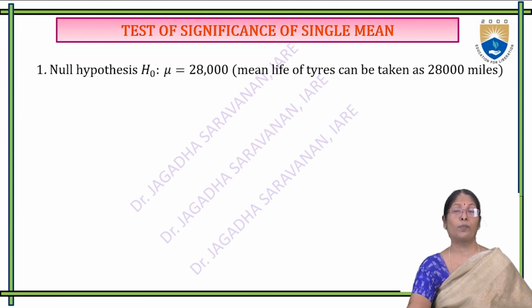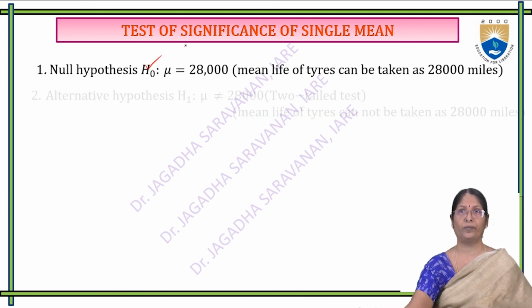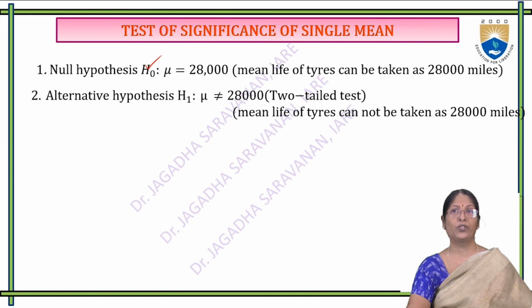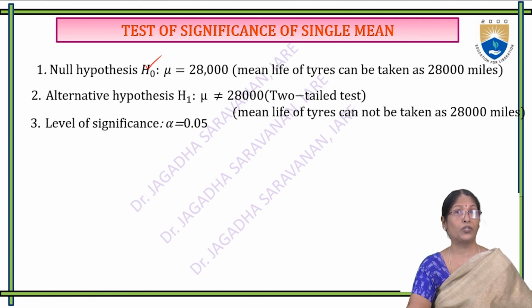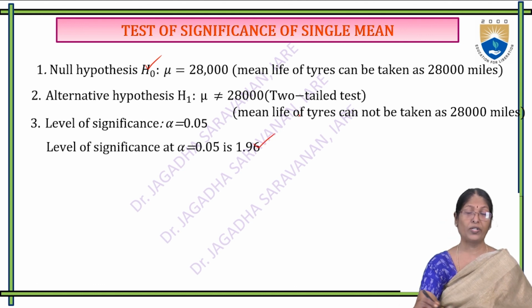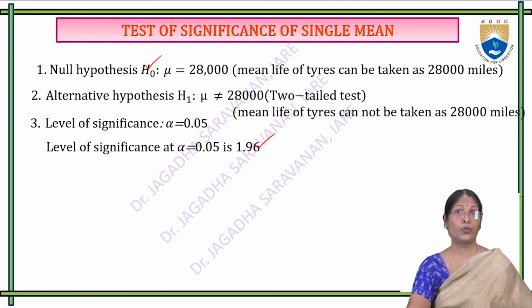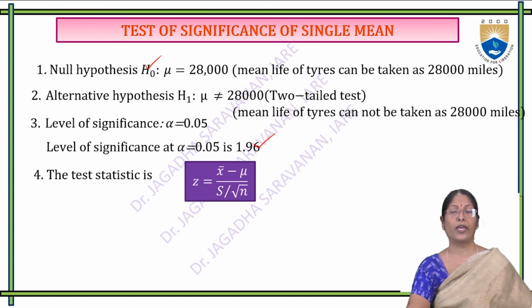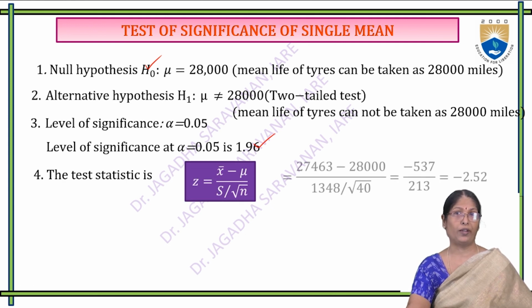Now the null hypothesis about the population is that the tires last 28,000 miles. So H naught: mu equal to 28,000. We are rejecting it as a two-tailed test, that is, we are not in a position to accept the tires up to 28,000 miles. The level of significance alpha is 0.05. So the two-tailed test critical value at alpha equal to 0.05 is 1.96. The test statistic is z equal to x bar minus mu by s by root n.